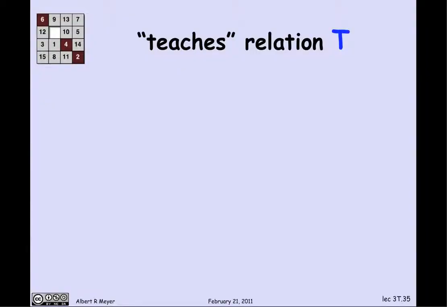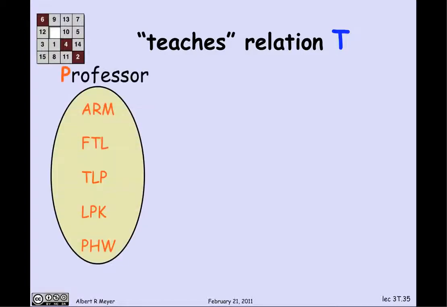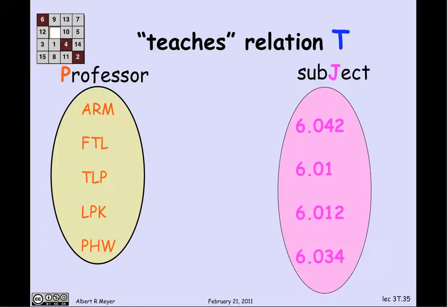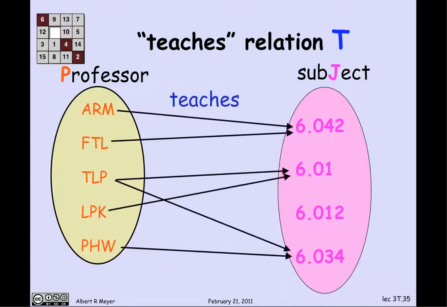Well, I want to introduce one more relation to flesh out this example, and that'll be the teacher's relation. So the teacher's relation is going to have as domain professors, again, and as codomain subjects, and it's simply going to tell us who's teaching what. So here we're going to see that ARM is teaching 6042, as you well know, and FTL is teaching 6042, which he does frequently, but not this term.